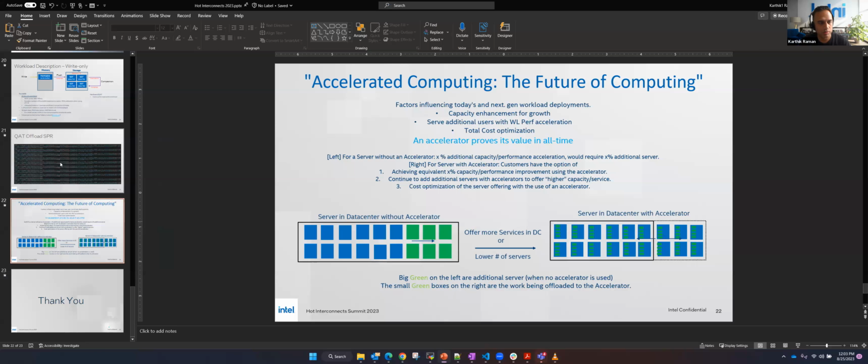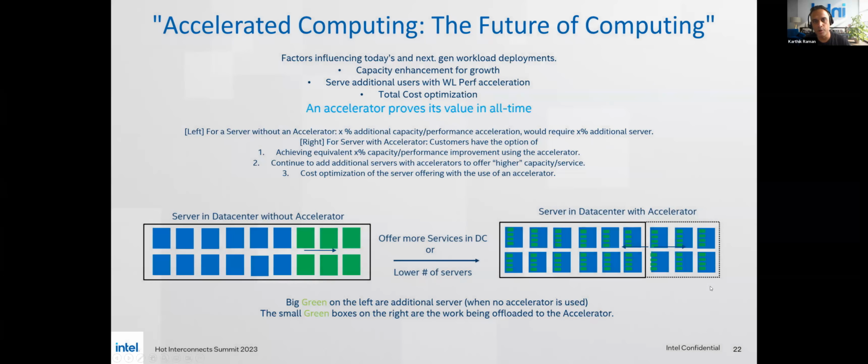I want to take note of where we are heading. Accelerated computing is heading to the future. One of the key reasons we are emphasizing accelerated computing is that the next generation of workload deployments are extremely compute sensitive, which means we need some way of acceleration so that we can achieve that extra performance or capacity enhancement and growth, which ultimately leads to a bigger factor called TCO, or total cost of optimization.